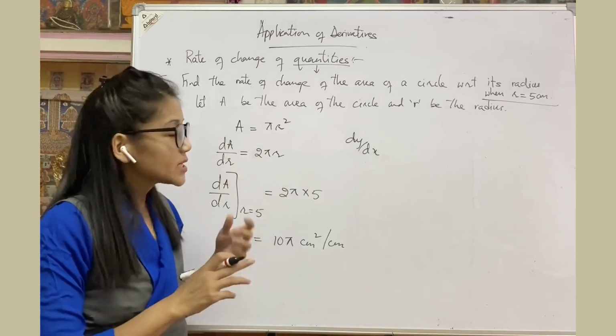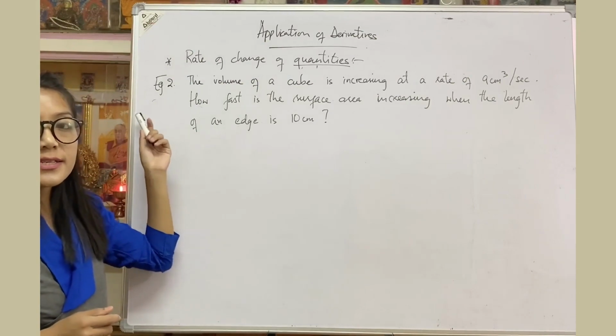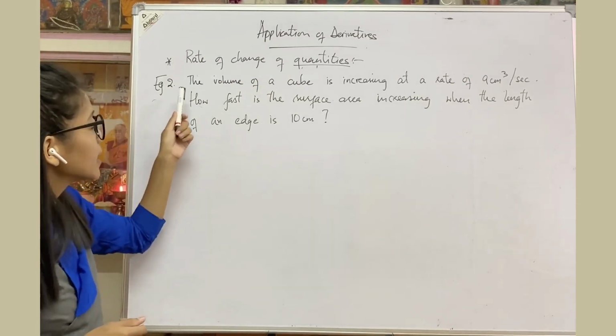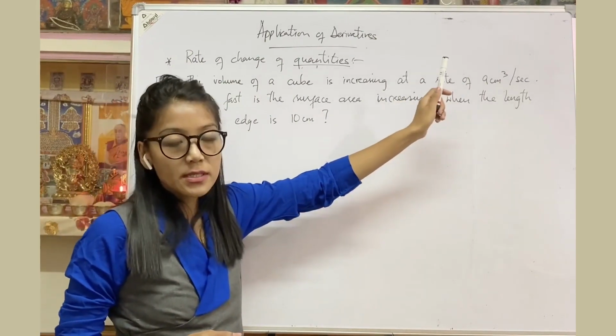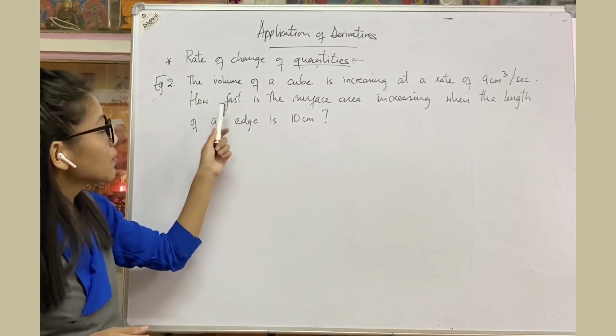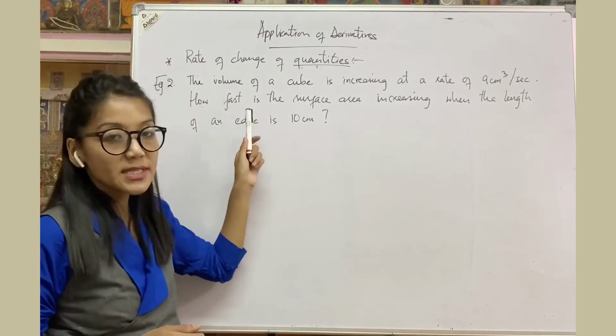Now I'm going to take one more example. This is the second example we are going to consider. The volume of a cube is increasing at a rate of 9 centimeter cube per second. How fast is the surface area increasing when the length of an edge is 10 centimeter?